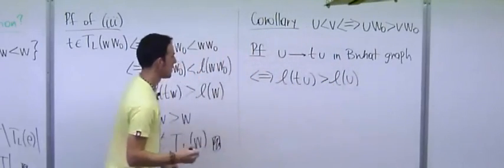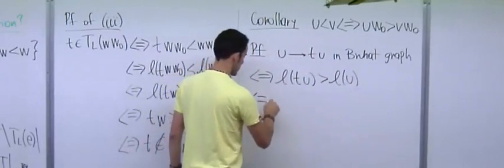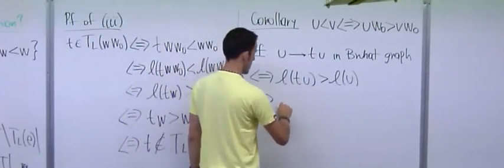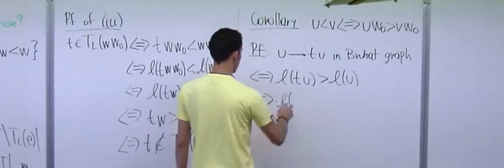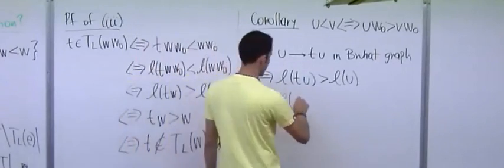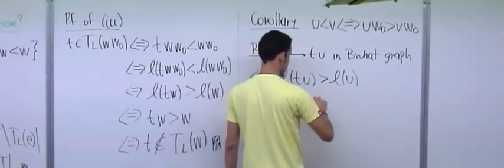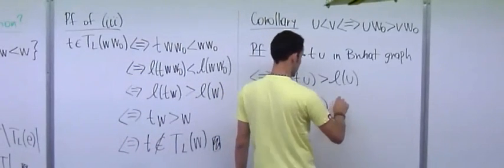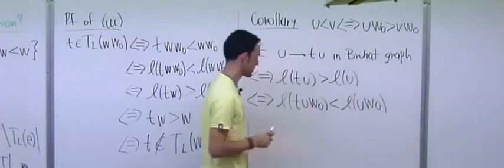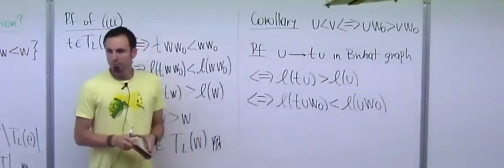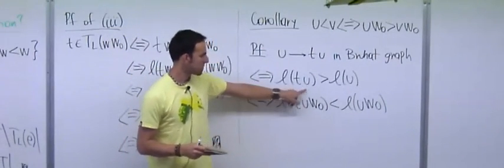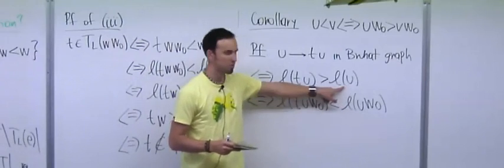Okay. Now, this is equivalent to saying that, if I multiply by W naught, that reverses the length. So it's equivalent to saying this. Right? Because this is L of W naught minus this, and this is L of W naught minus this.